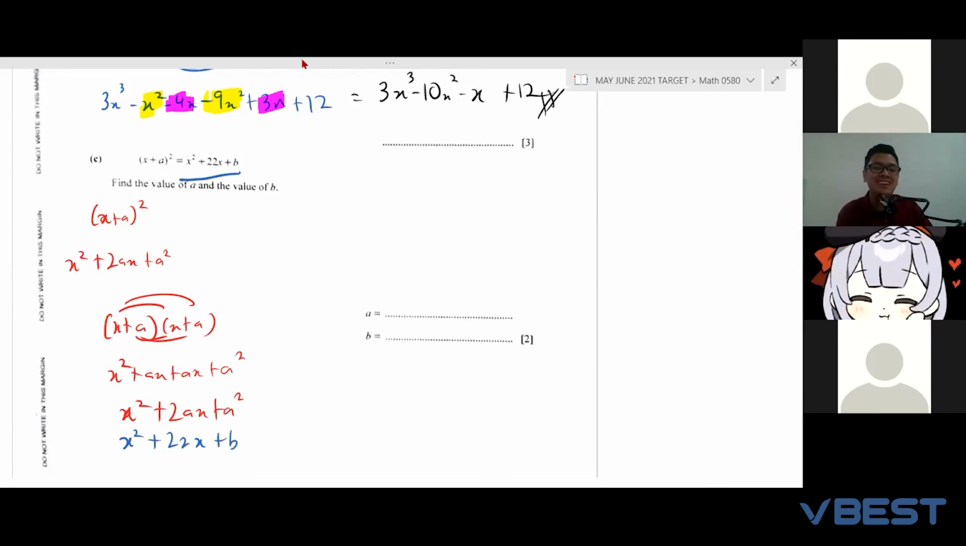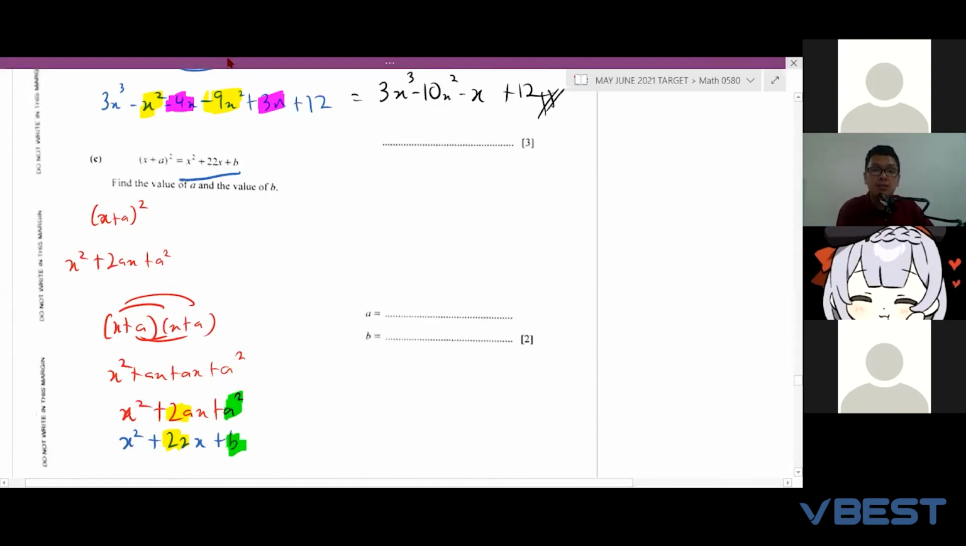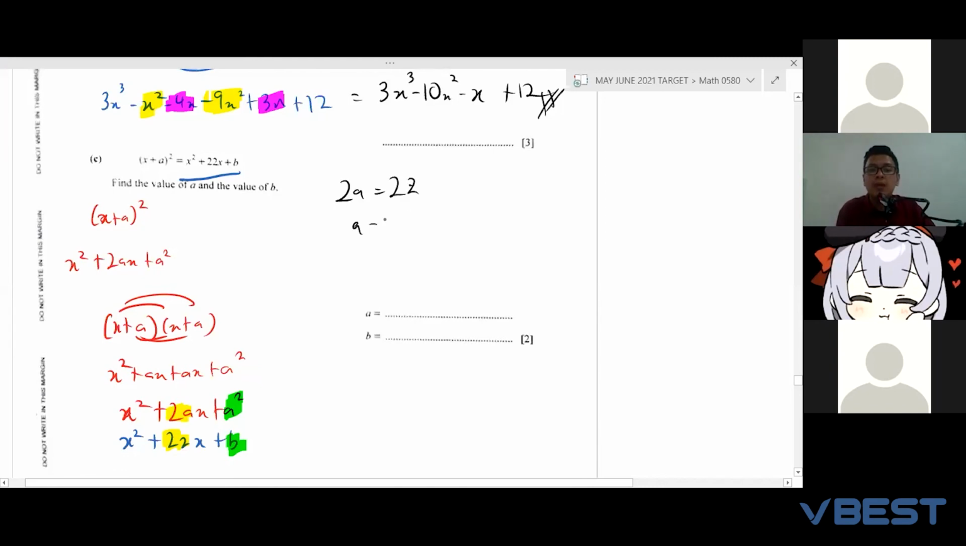Okay, so from here you just compare the coefficients. 2a must be equal to 22, and a squared must be equal to b. From 2a equal to 22, a equals 22 over 2, so a equals 11. Now a squared equals b, and a is 11, so 11 squared equals b. 11 squared is 121, so b equals 121. That's how it is.